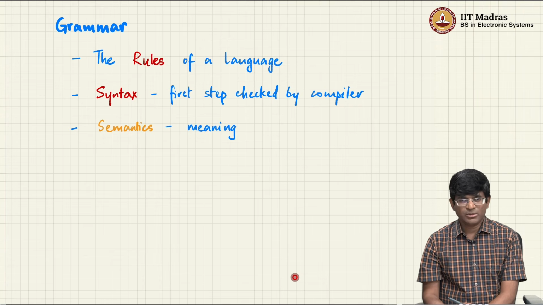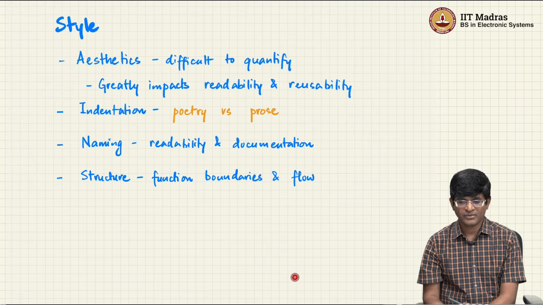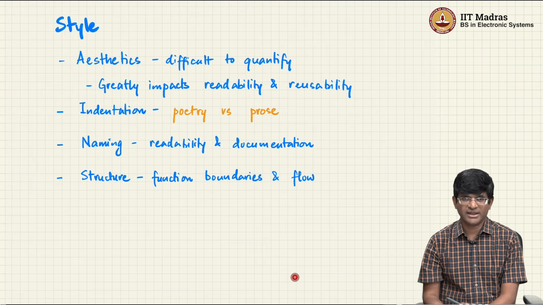Finally, a word about the style, right. As I mentioned at some point, this refers to aesthetics, how good something looks. It's difficult to quantify. You can't really look at a piece of code and say, okay, this is 95 out of 100, although some people try and do that. The point is, it is subjective, but it greatly impacts how readable and reusable your code is. There is also this concept of indentation, which I will talk about in a moment.